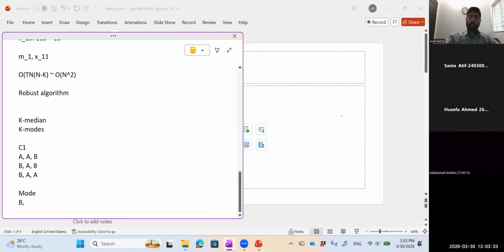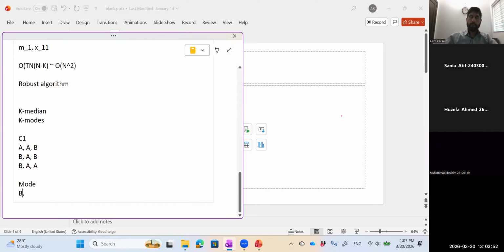दूसरे का most frequent क्या है? तो दूसरे का A है. तो तीसरे का B है. A and B. So this would be the mode, and this would be considered as the prototype for this cluster. So एक cluster में तीन objects थे, all of them described by three categorical attributes. So you have found the cluster prototype, which is the mode.